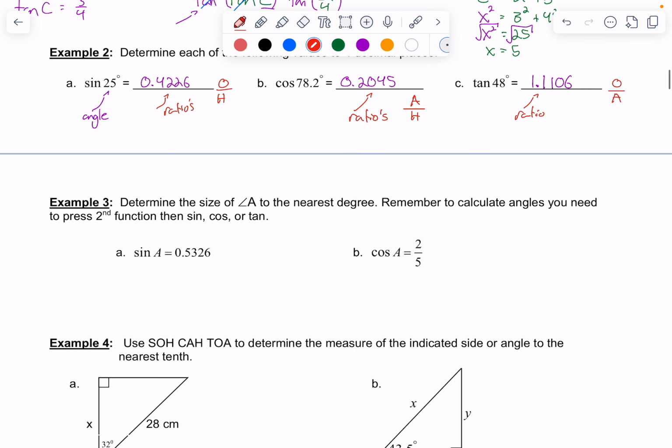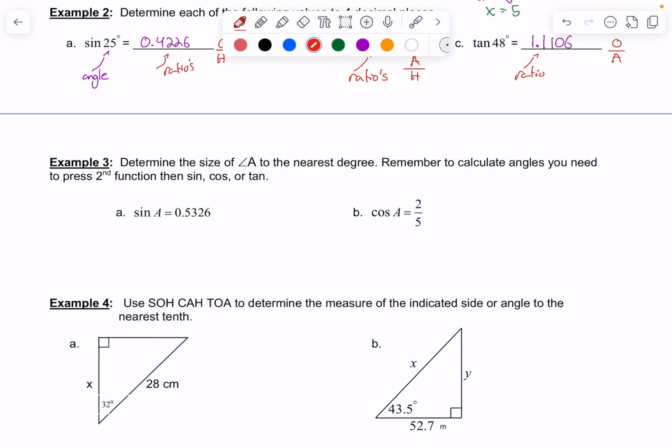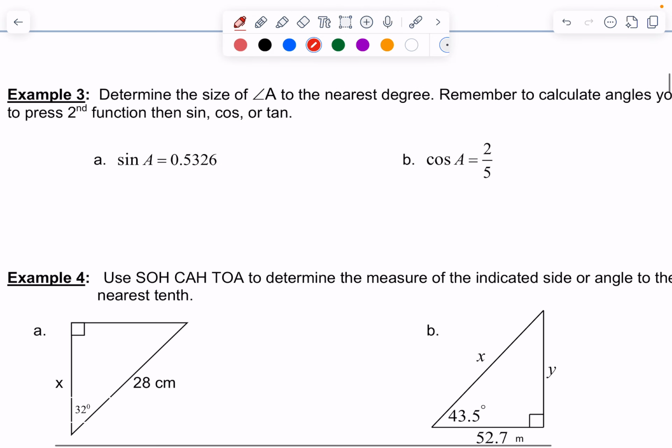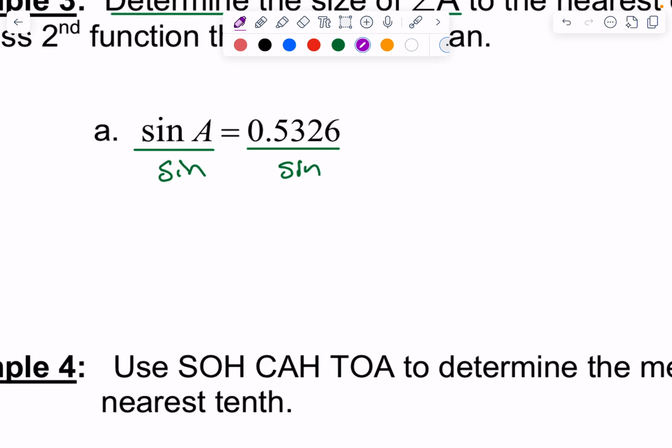So again, in example 3, it's just building on what we were doing before. In these problems we're determining the unknown, which is the angle A once again. So you need to solve for this. Again, I'll repeat: you cannot divide by sine on both sides, because sine A is not a multiplication. So this is not a thing. All right? I see that mistake so often.